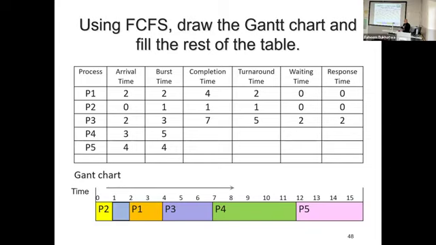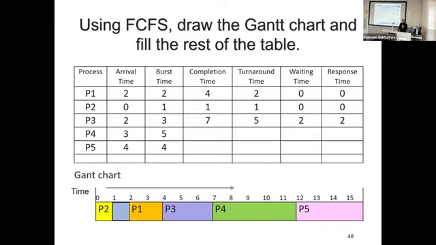All right, go on. Number 4. Completion time is 12. Yeah, okay. Turnaround time is 5, from the time it arrived, 12.